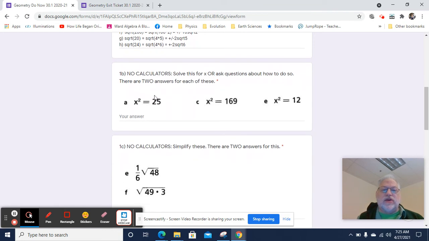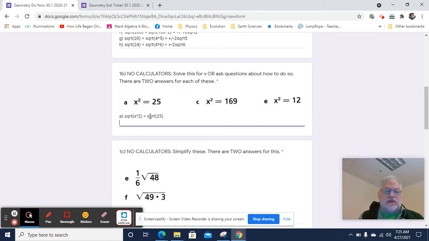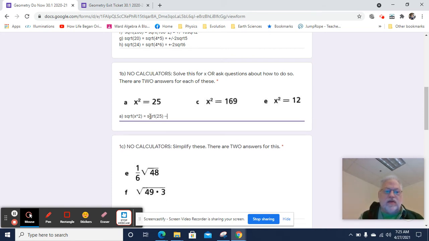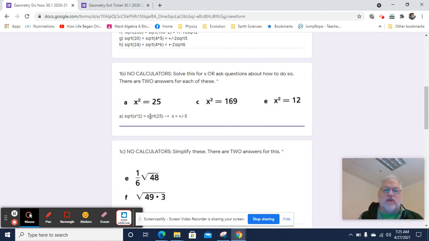Now let's take a look at these. X squared equals 25, that's A. So what we need to do is get the square root of X squared and the square root of 25. That's X squared, okay? So that's going to end up being X equals plus or minus 5, because those are the square roots of 25.